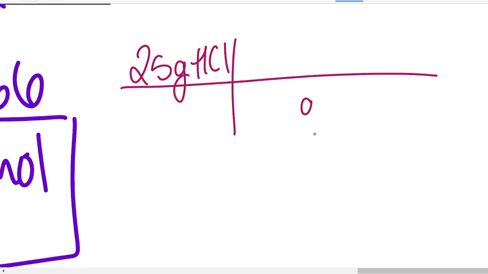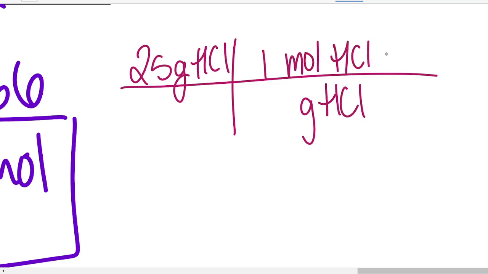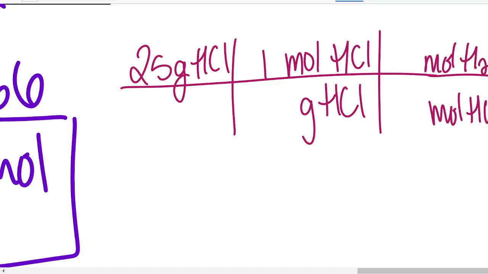Okay, so 25 grams HCl. I would bring grams of HCl to the bottom, and then I need to calculate the molar mass of hydrochloric acid. The molar mass is going to be per 1 mole of hydrochloric acid. Then I would bring moles of HCl to the bottom and moles of H2, my same product, on the top. I have 2 moles of HCl for every 1 mole of H2. That's my mole ratio from my balanced chemical equation.